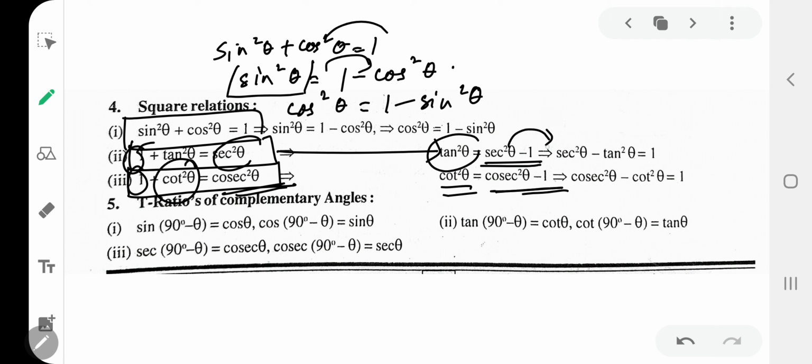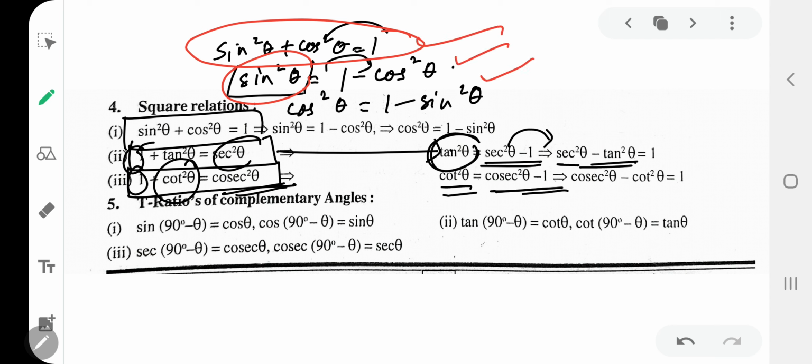If you want to change it a little, you can keep sec square theta here, and if you take tan square theta there, it will be sec square theta minus tan square theta equal to 1. See, from one identity we are making three identities. As you noticed, it was just given sine square theta plus cos square theta is equal to 1. What did I do? I made sine square theta the subject and got sine square theta is equal to 1 minus cos square theta. I took cos square theta as the subject and got 1 minus sine square theta. So three identities are made from one.